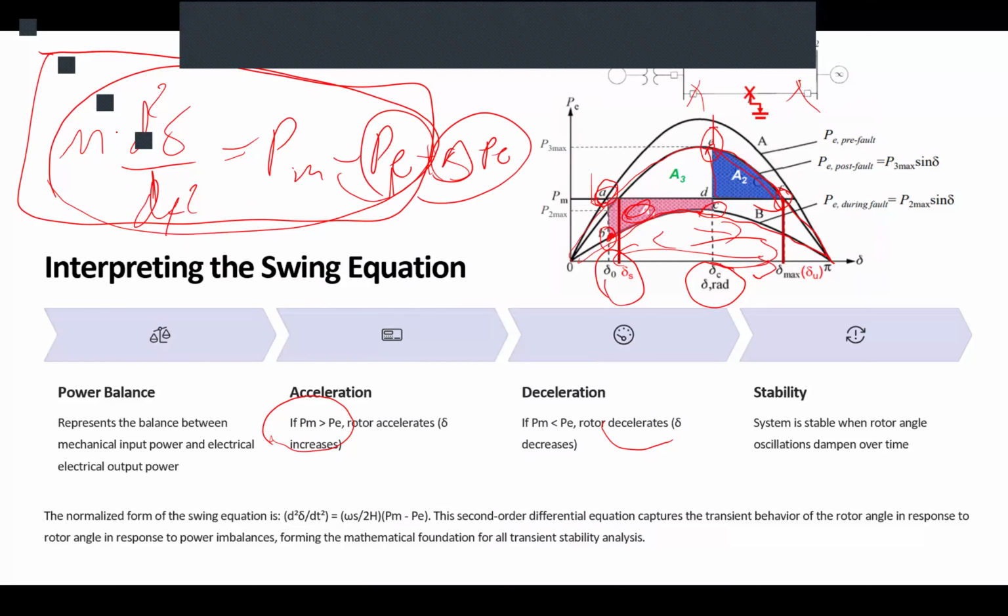The system is stable if it can handle this swing going back and forth in delta and come back to the point of power balance. Now, how it would be categorized quantitatively, we are going to see in the next slides.